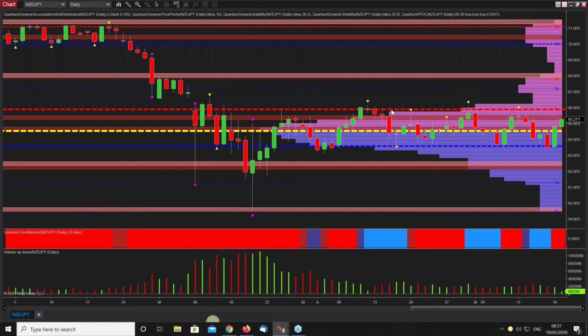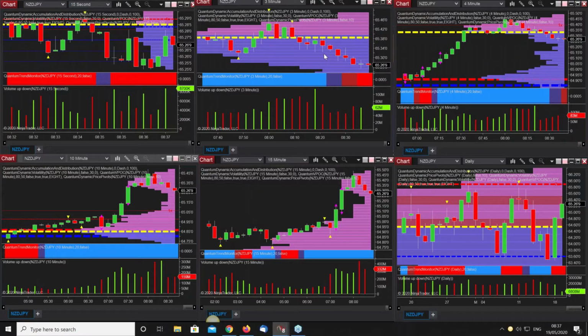But if this market breaks above 66, then I would suggest it's a good opportunity for a longer term trade. It's not a trading recommendation. It's just an analysis of the daily chart and what it's revealing at the moment. Let's just flick over to one or two others. Let me just go and have a look at the Aussie yen.